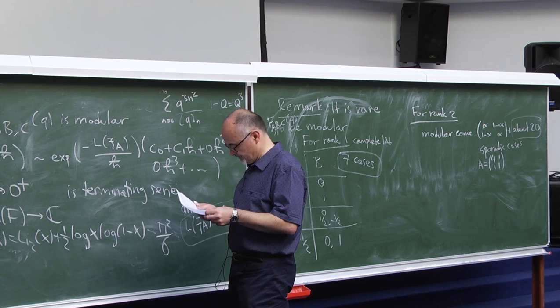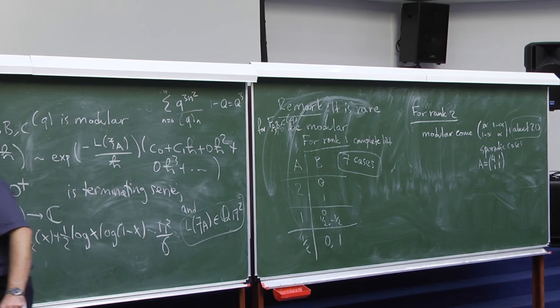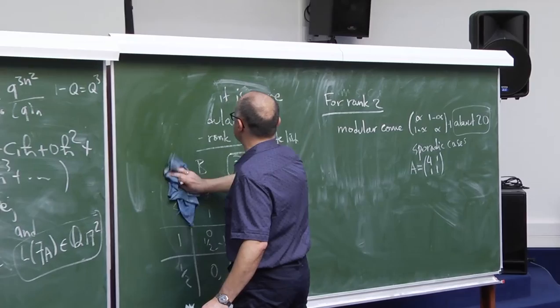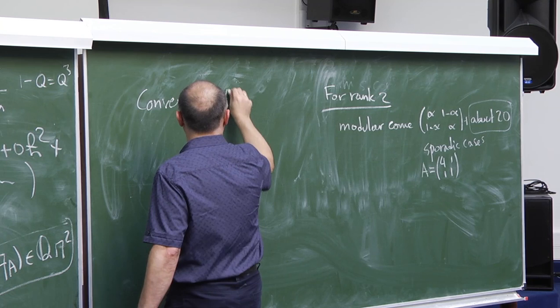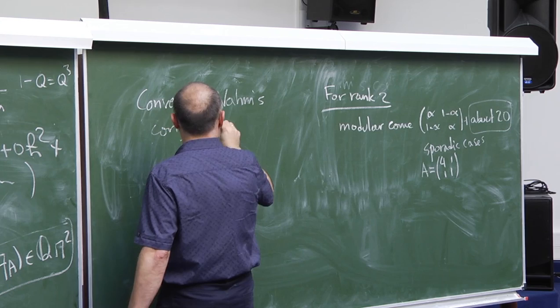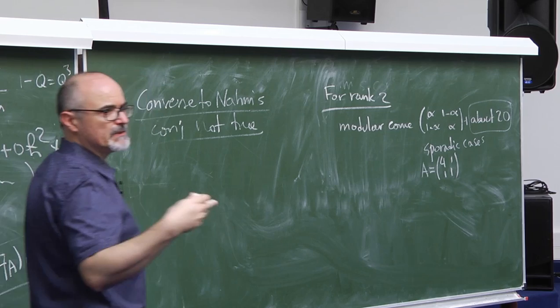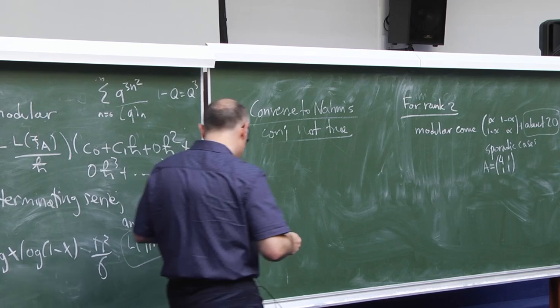Okay, how about the converse to Nahm's conjecture? Well, it is actually not true, so luckily Nahm's conjecture goes only one way and not the other way. So the converse to Nahm's conjecture is not true. What does converse mean? It says if something is modular, then an element in the Bloch group is torsion. If an element in the Bloch group is torsion, is it modular? And the answer is maybe yes, maybe no.